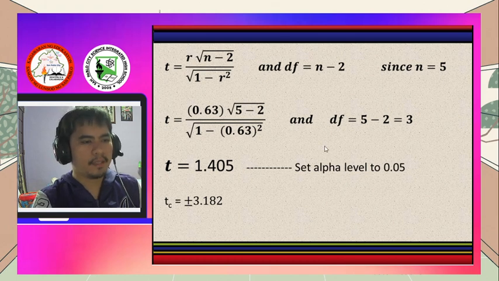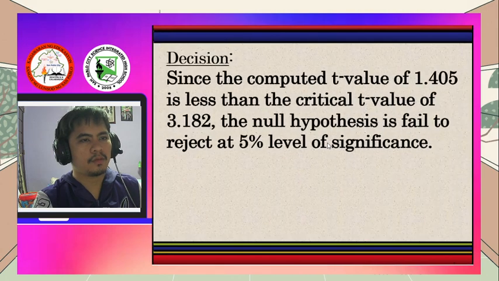Next is to make a decision. So here, if we compare the computed t-value to the critical t-value, we can say that 1.405 is less than 3.182. Since it is less than, we fail to reject the null hypothesis. So our decision would be, since the computed t-value of 1.405 is less than the critical t-value of 3.182, we fail to reject the null hypothesis at the 5% level of significance.